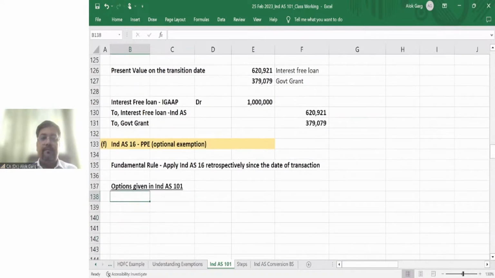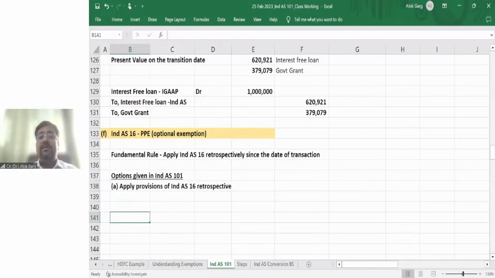First option, apply retrospectively. Apply provisions of Ind AS 16 retrospectively. Clear? Is it the option? This is not really the option, but this option is also valid. If a company has been formed 3 years ago, or 2 years ago, they can apply it retrospectively as well, right?